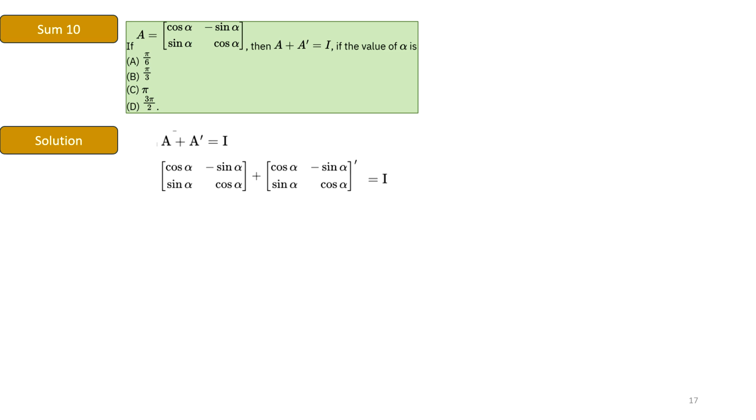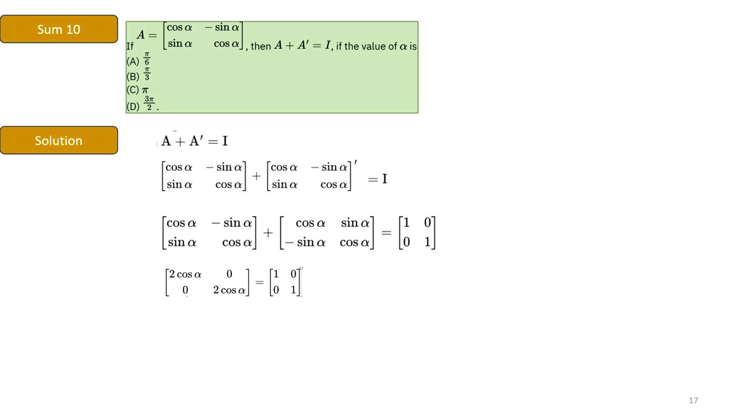Here we take I as identity matrix of order 2 by 2. The reason being LHS is a matrix of the order 2 by 2. Equating corresponding elements of the matrix, we get alpha is pi by 3. Hence, option B is the correct answer.